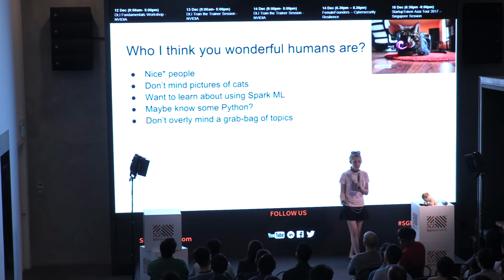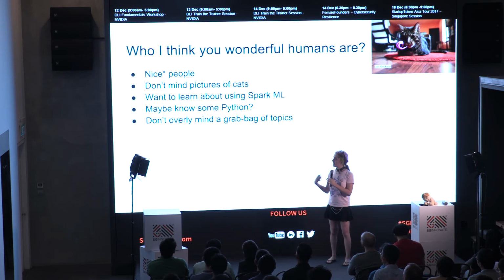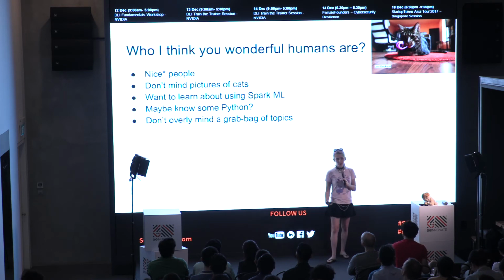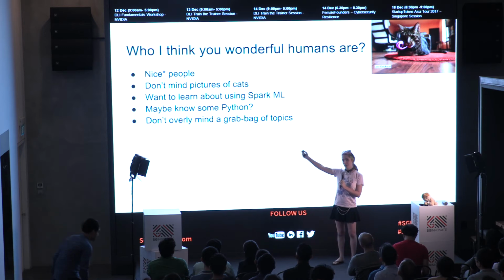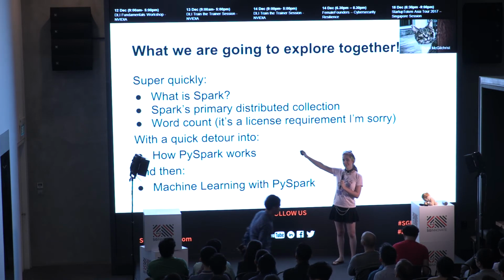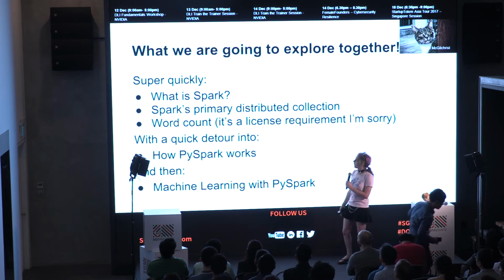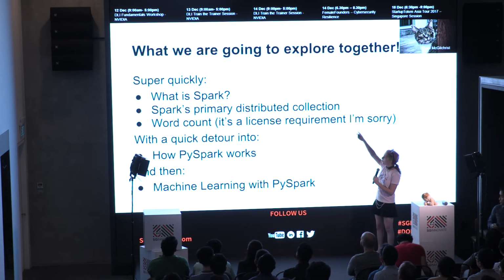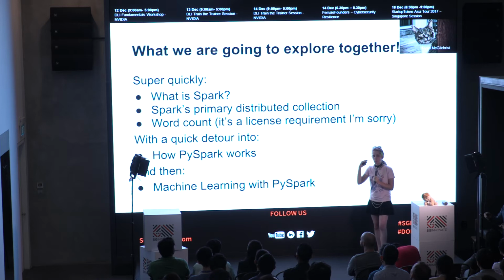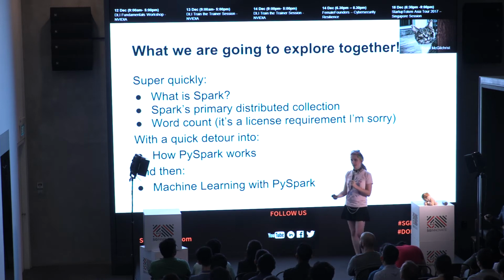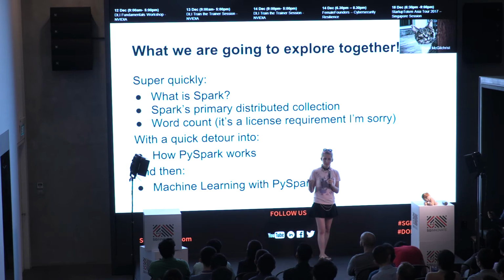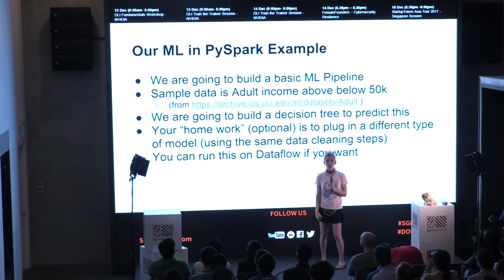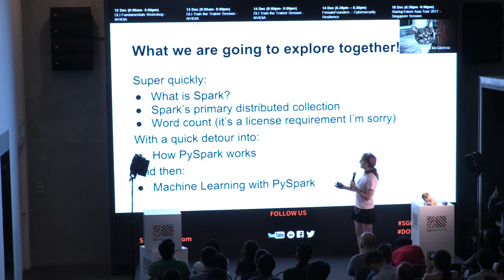So I'm hoping you're all nice people. You probably care about ML. It looks like probably not a lot of people know Spark, and that's fine. I do have some slides about that. Clicky button. Yay! Okay, we're going to talk about what Spark is, how it sort of works. We're going to go through the industry standard word count example. It's a licensing requirement, which is why it's in every big data talk ever. Also, there are some legitimate reasons for looking at what's happening.